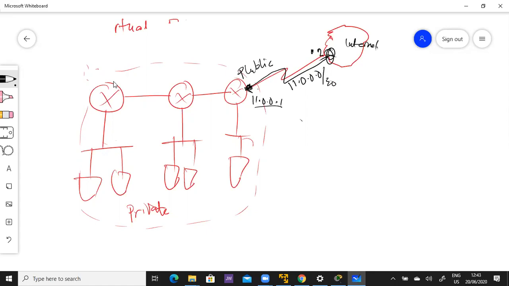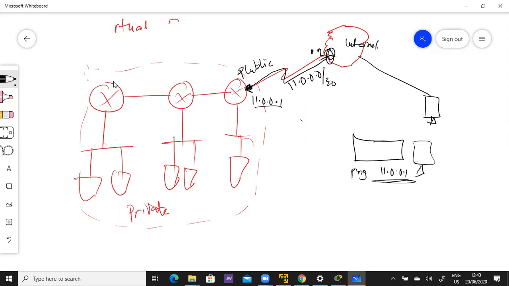With this public IP, anyone on the internet can just open a command prompt and ping 11.0.0.1 and it will respond. Let's try it.